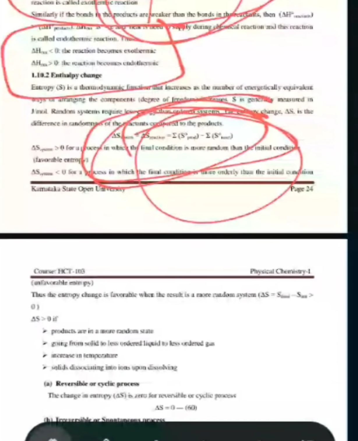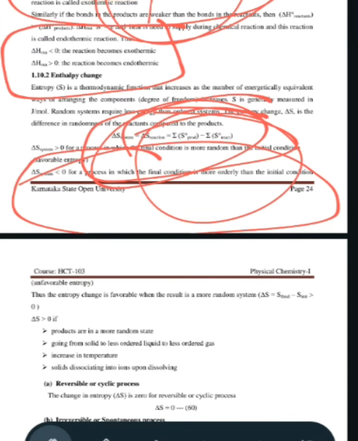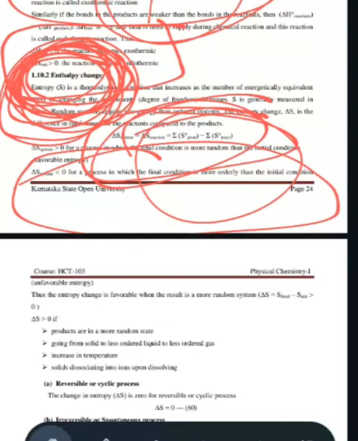Here also, delta S is greater than 0 for a process in which the final condition is more random than the initial condition. If the delta S is less than 0, it is a process in which the final condition is more orderly. So this is not enthalpy, you correct it. This is an entropy change. So whatever the entropy, S is denoted by entropy.